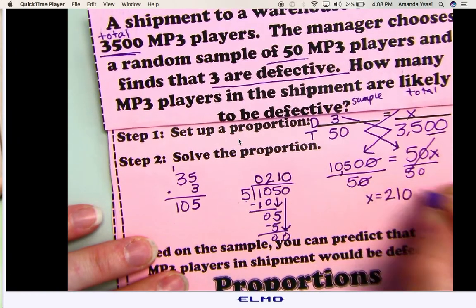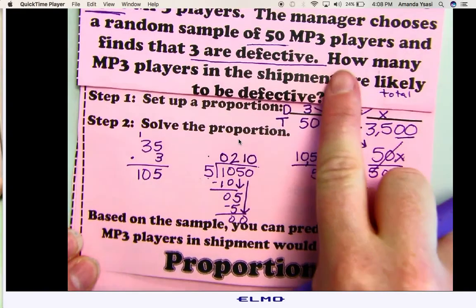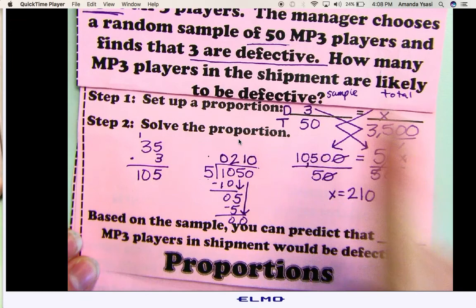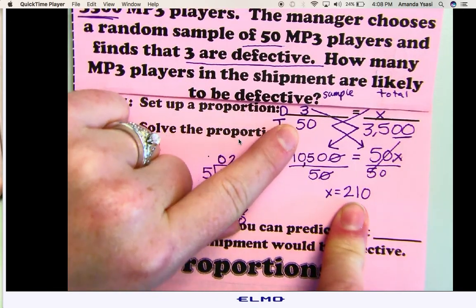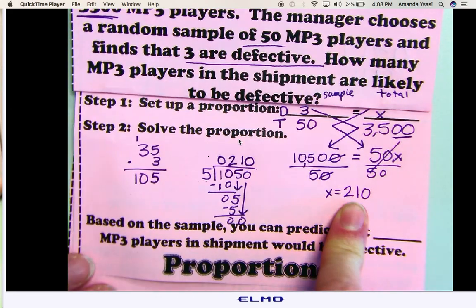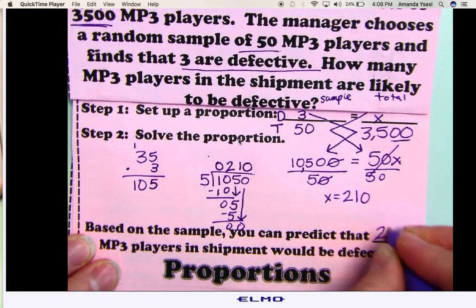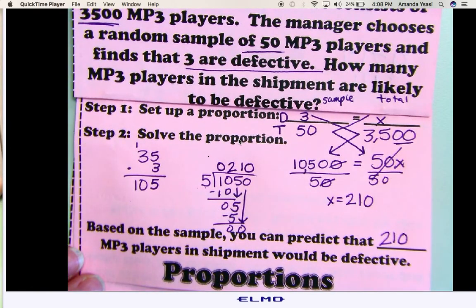X is 210. But we need to make sure that's what we're actually looking for. So it says how many MP3 players in the shipment are likely to be defective. 210 are likely to be defective. Does that make sense in our fractions? So based on the sample, you can predict that 210 MP3 players in the shipment would be defective out of that 3,500.